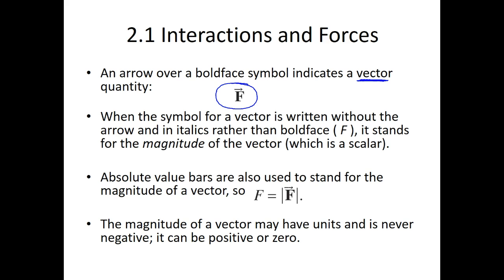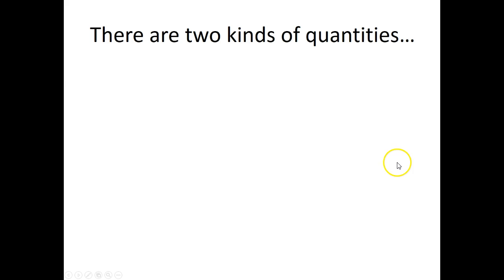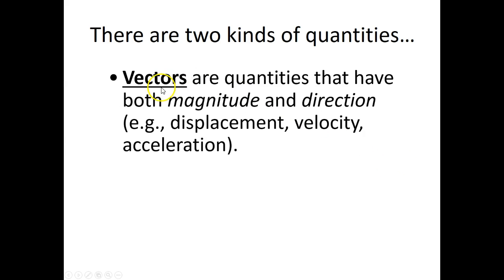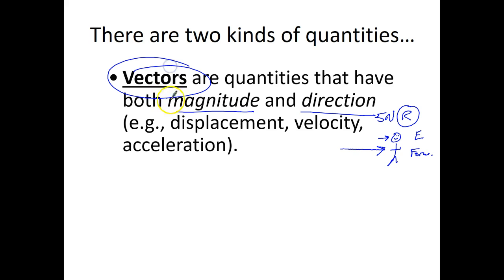The big difference between a vector and a scalar is illustrated in this slide. A vector has what we call magnitude and direction. If I am pushing this little figure to the right, I can say that I push with 5 newtons, and I'm pushing that person to the right, or east, or forward. As long as I have a direction with my magnitude, that is a vector.